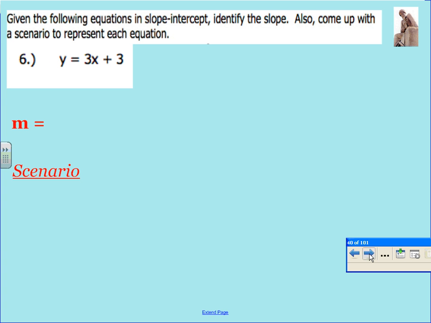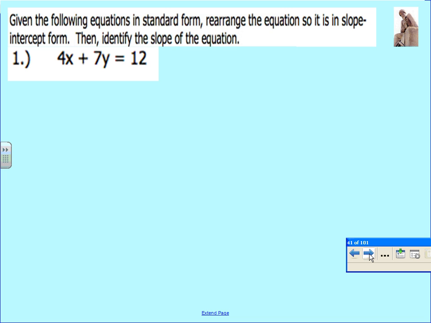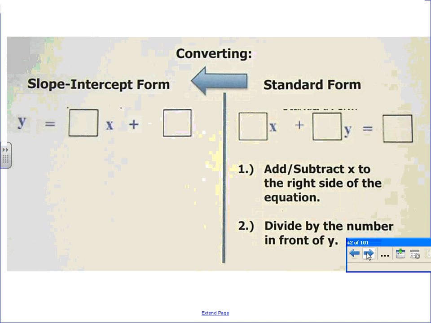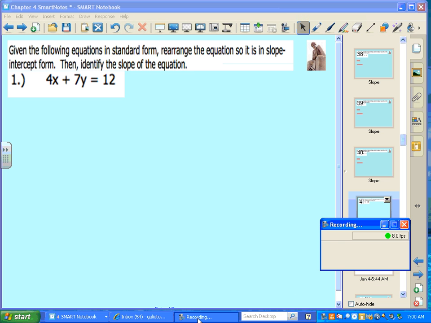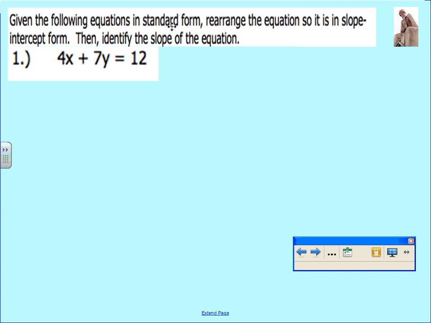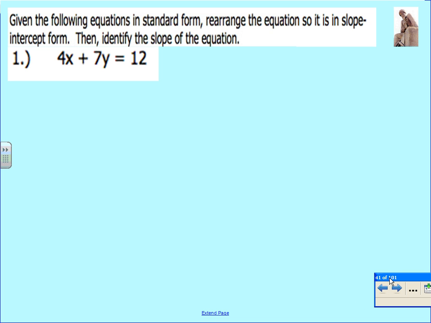Okay, let's go to the second part of this page. This is still page 6 in your notes. Okay, we're looking at number 1. So second part, let's take a look at number 1. Let me read the directions first. The directions say, given the following equations in standard form, rearrange them so it's in slope-intercept form, then identify the slope of the equation. So first, I'm going to ask you, just looking at number 1, can you tell me what the slope is, just from looking at number 1?